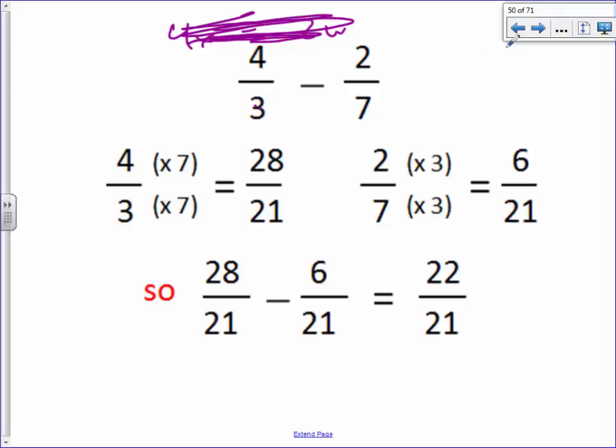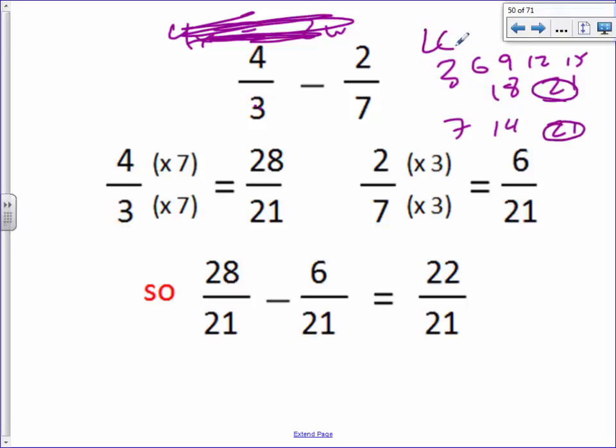21. Because 3 goes 3, 6, 9, 12, 15, 18, 21. 7 goes 7, 14, 21. So since 21 is the lowest common multiple, we're going to use that as the bottom of a fraction. We just need to get there. So the way we do this is we times both the top and the bottom of a fraction by whatever number it takes to turn our value into that multiple of 21. How do you turn a 3 into a 21? Times by 7.